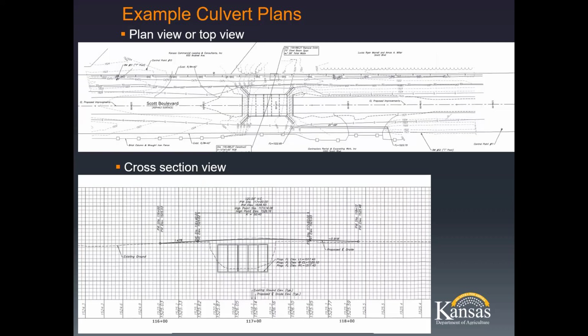A cross-section view is like cutting through cake. This is the side view if I were standing in the creek looking upstream. So it tells me how far you're going to bury the culvert, what the top of the road elevation will be, etc., etc.